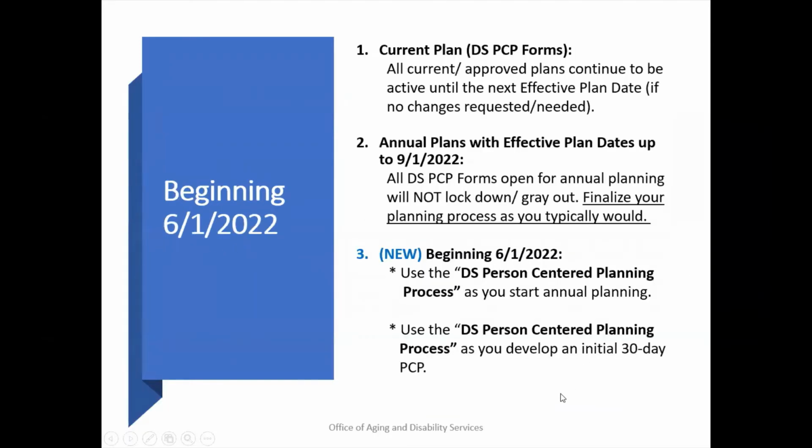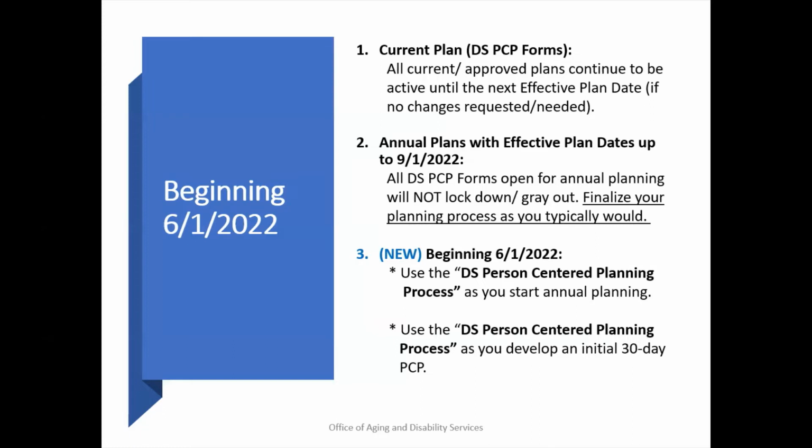Before we walk through the PCP process beginning on June 1st, please know that all current and approved plans will continue to be active until the next effective plan date, assuming no changes are requested or needed. All current PCP forms or plans open for annual planning will not lock down or gray out on June 1st, as you've experienced last fall. For annual plans you are working on with an effective plan date up until September 1st, 2022, you can finalize the planning process as you typically would.